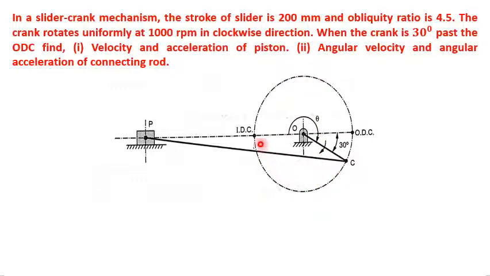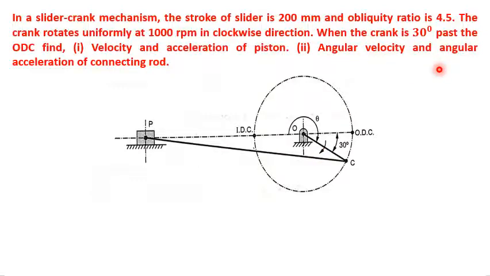Here you can see the two extreme points, inner dead center and outer dead center. This is the slider P. For this slider we have to find velocity and acceleration, and PC represents the connecting rod. For this connecting rod we have to find angular velocity and angular acceleration.